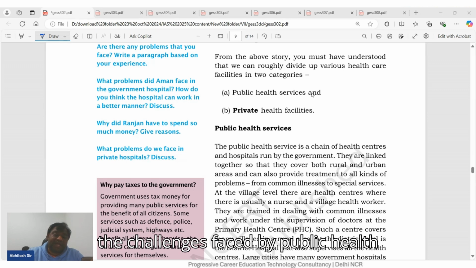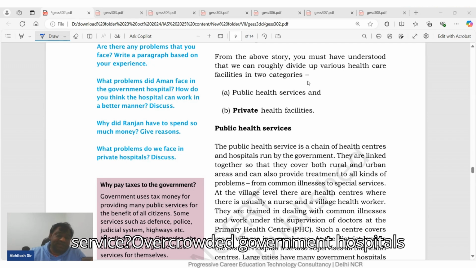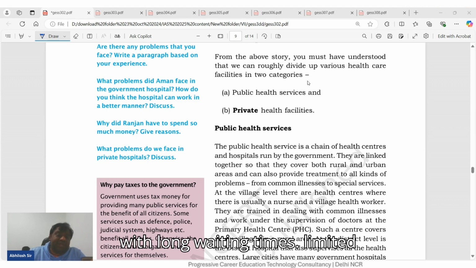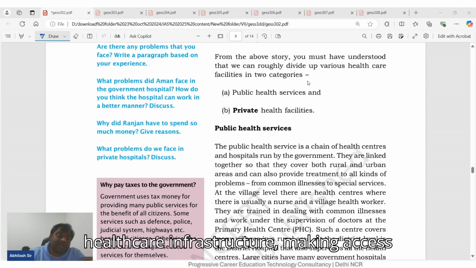So, what are the challenges faced by public health services? Overcrowded government hospitals with long waiting times, and limited resources leading to inadequate facilities and medicines. Rural areas often lack adequate healthcare infrastructure, making access to medical care difficult for villagers.